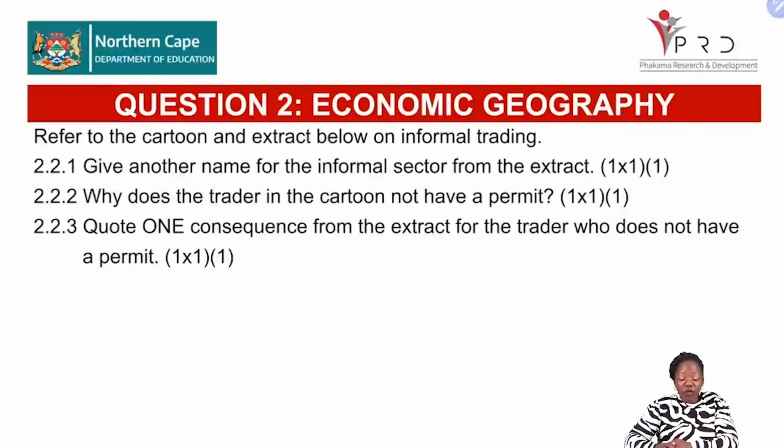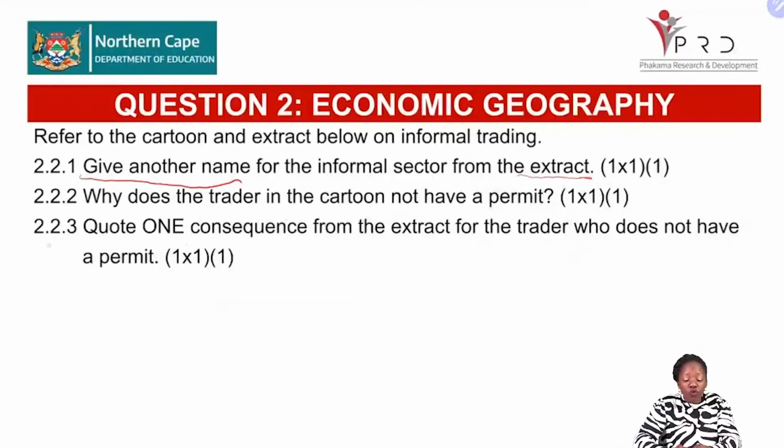So let us see what questions do we have as we are referring to the cartoon as well as the extract. The first question, you give another name for the informal sector from the extract. So not just another name, but you should look at the one that has been mentioned in the extract. So as you are giving another name. Then 2.2.2, why does the trader in the cartoon not have a permit? We are also looking at the mark allocation, which is 1 times 1. 1 mark, one answer that will give you 1 mark.